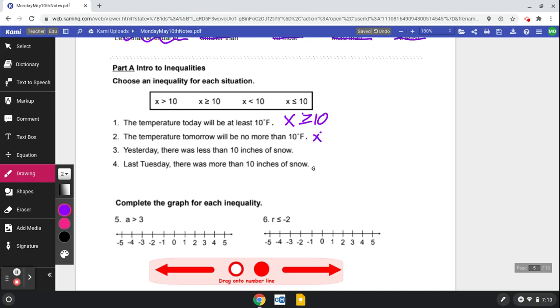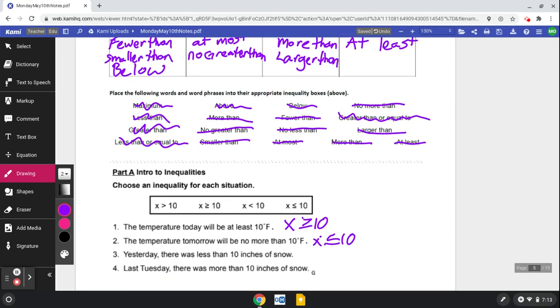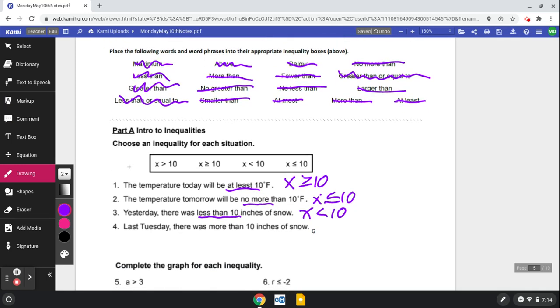The temperature tomorrow will be no more than 10 degrees. So that is going to be x and less than. If you notice, these are some of our keywords right here. Yesterday was less than 10. So x is just less than 10. That means it was 9, 8, 7, negative 20. Last Tuesday there was more than 10 inches of snow. Ooh, that's a lot of snow. So that one's just x is greater than 10. That means we got 10.5 or 11.